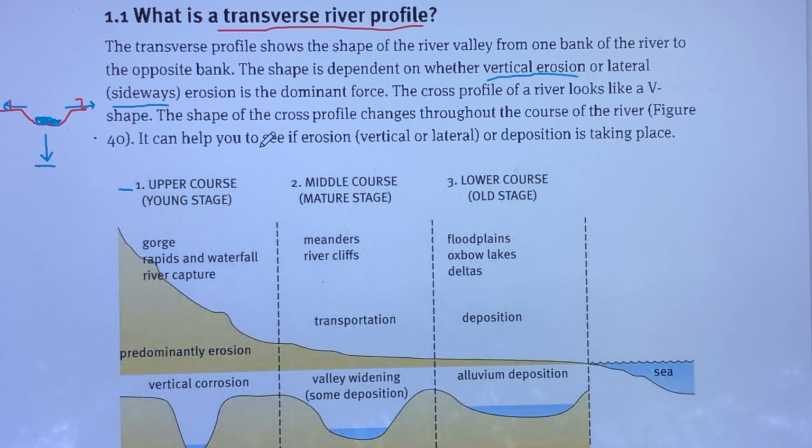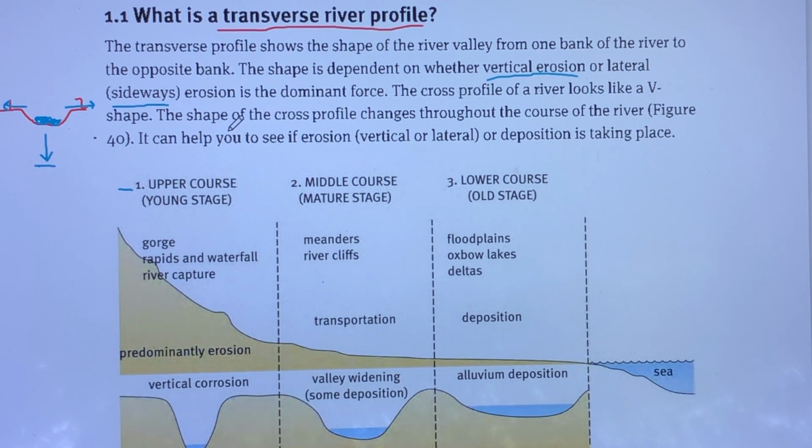As I told you, it depends on whether the vertical erosion or the lateral erosion is the dominant force, so that we can see that in the lower course there are wider rivers. I mean that the river there is wide, so the lateral erosion is dominant in that particular course. The cross profile of a river looks like a V shape, as you can see.